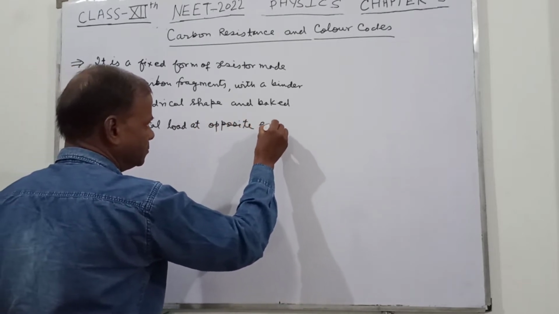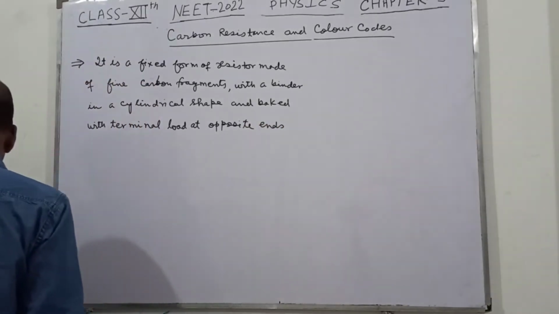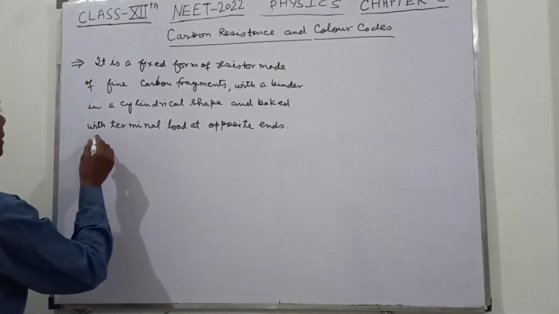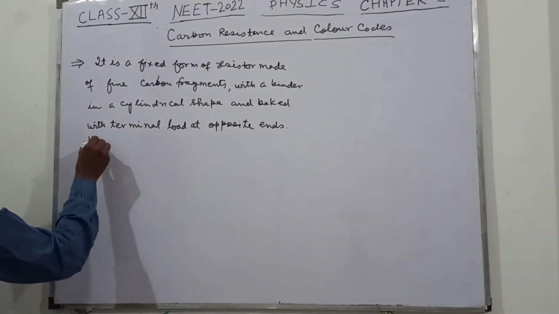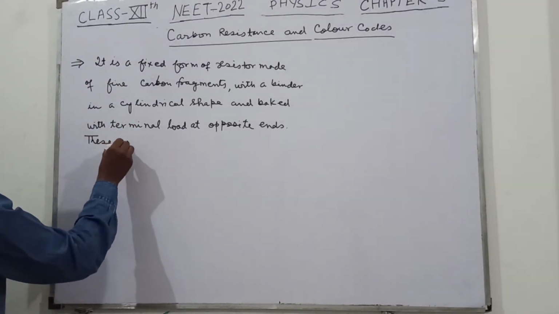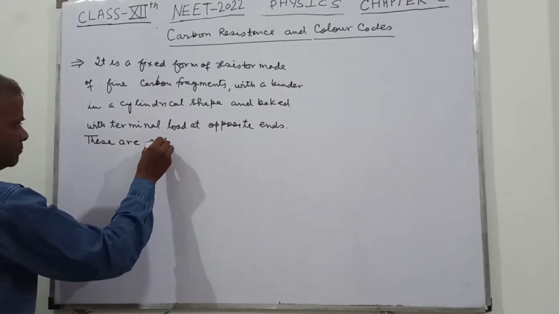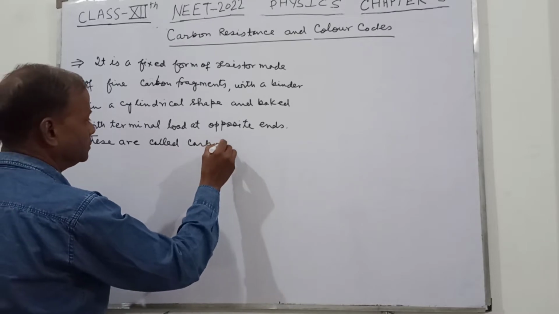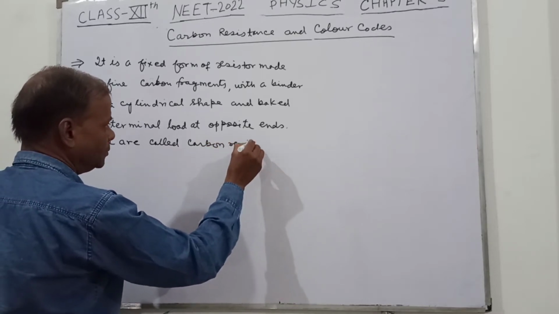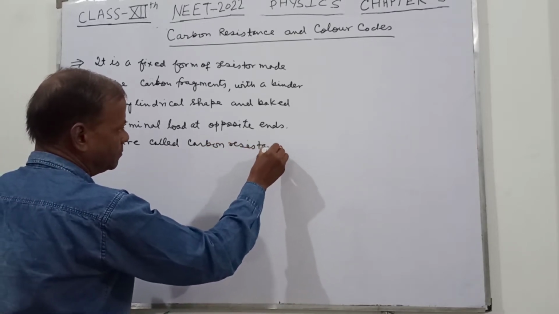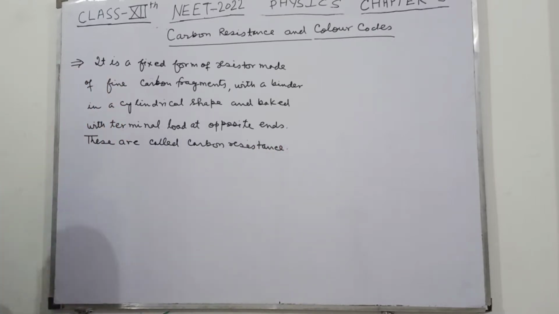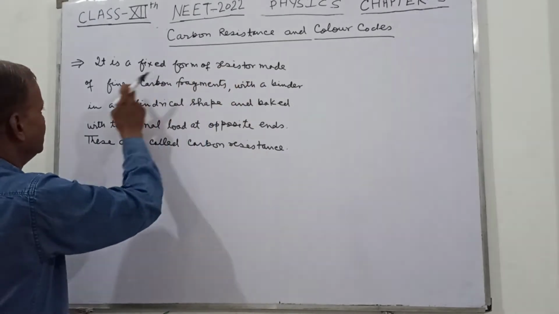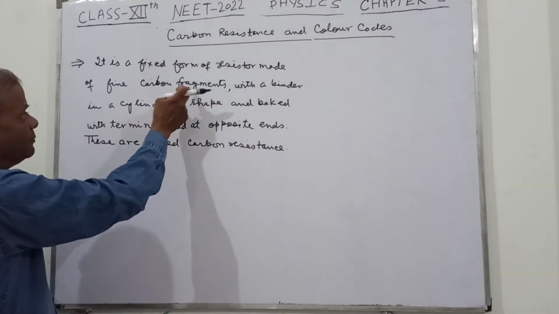These are called carbon resistors. So what is meant? It is the fixed form of resistor made of fine carbon fragments.